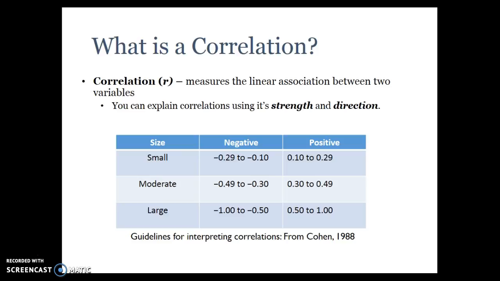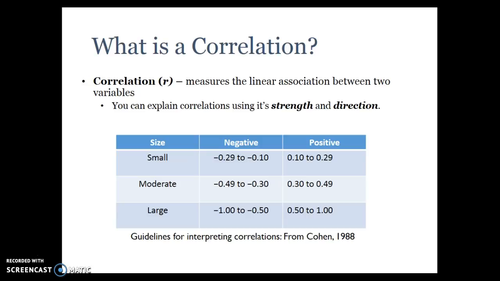Now, Cohen in 1988 kind of provided us with some guidelines on how to describe the strength of correlations, and he would suggest that small correlations would be up to and including 0.29. You can see here, whether it's negative or positive, a 0.29 or lower correlation is still a correlation. There's still an association there, but it's pretty small.